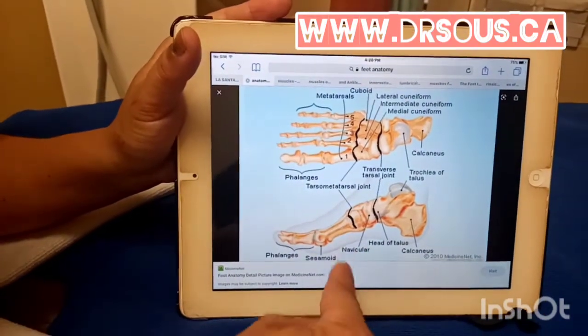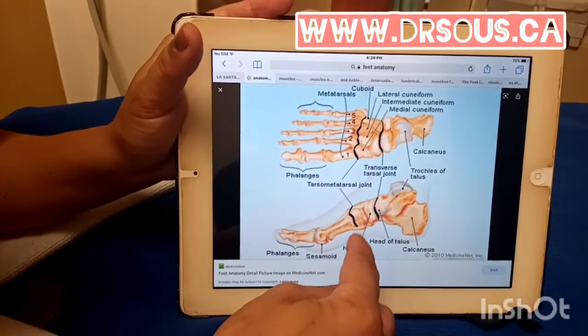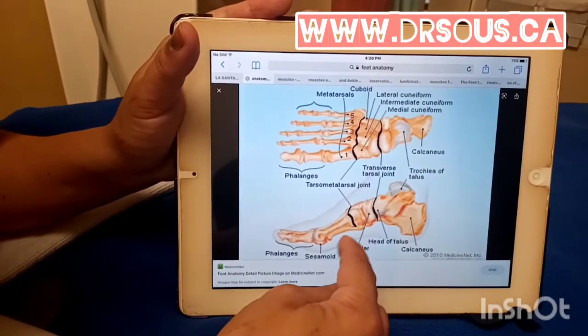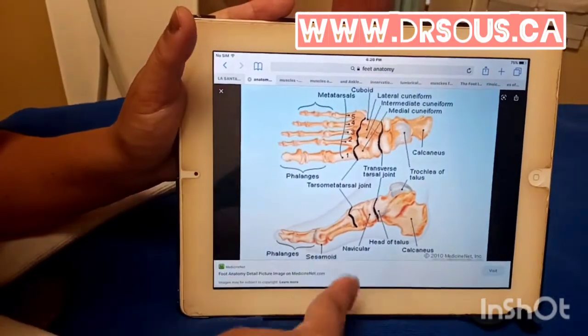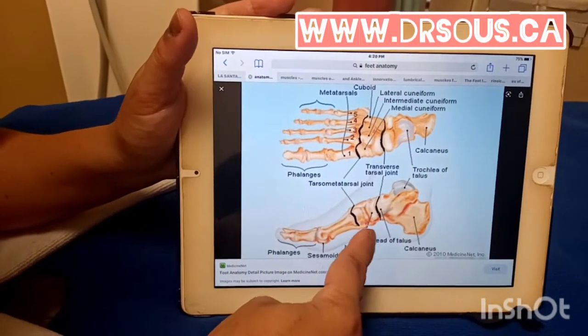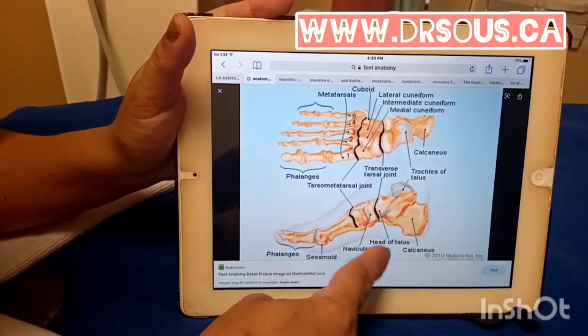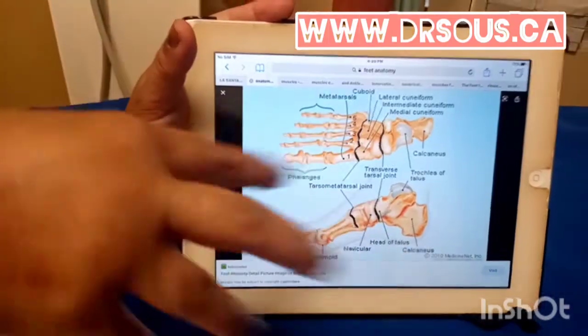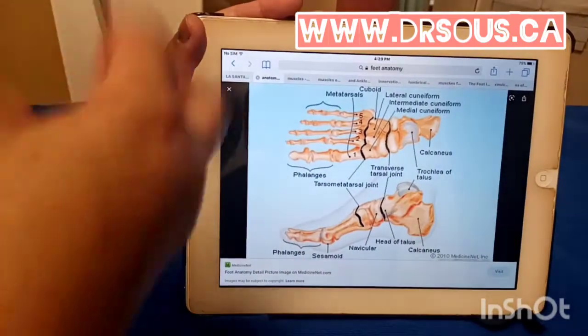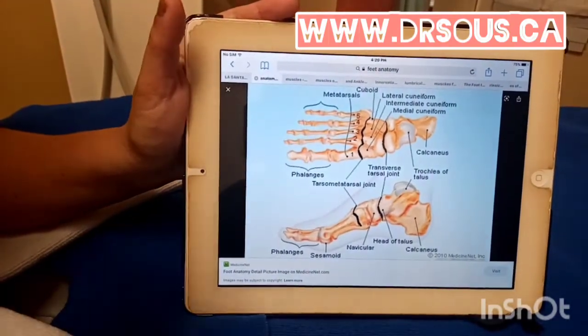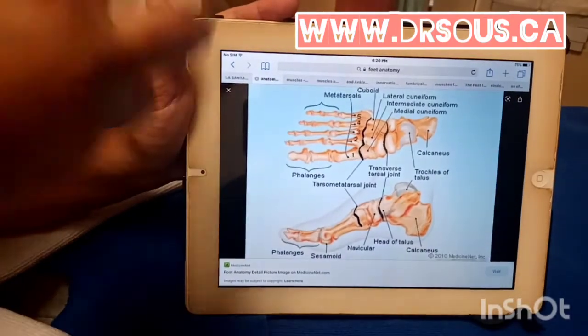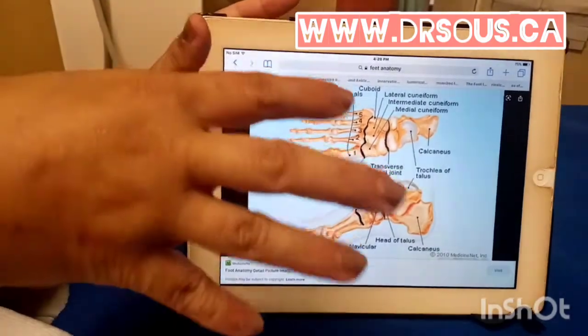So the intrinsic muscles, remember, are small muscles in this area in charge of keeping a good arch in the foot. And the extrinsic muscles are the big muscles that I mentioned before, in charge of plantar flexion, dorsiflexion, inversion or eversion of the foot.